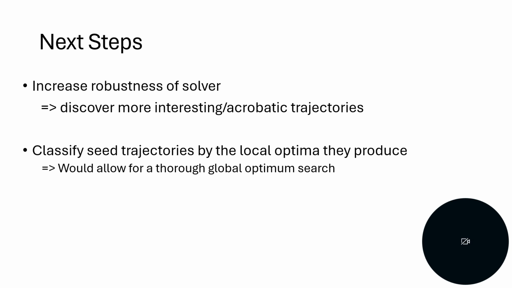A few next steps for this study include increasing the robustness of the solver so that we can discover more interesting trajectories. In addition, we would like to classify the seed trajectories by the local optima they produce. By seed trajectory, we mean the initial trajectory that we give to the solver. And in general, the solver only produces local optima, so the solutions are highly dependent on these initial trajectories. So we'd like to understand these a bit better.